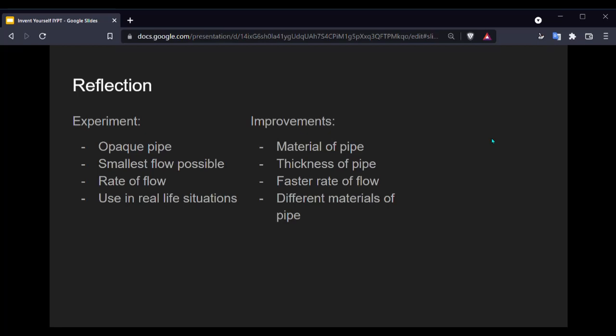An issue with our experiment was that it worked for only very minimal flow rates, and while the question requires us to optimize our device for the smallest possible flow, a device that could measure a larger flow could also be more applicable to real-life situations. Initially, we thought that for faster rates of flow, the heat source should be increased, but the limit of heat we could apply before the pipe melts or is damaged was a restriction.